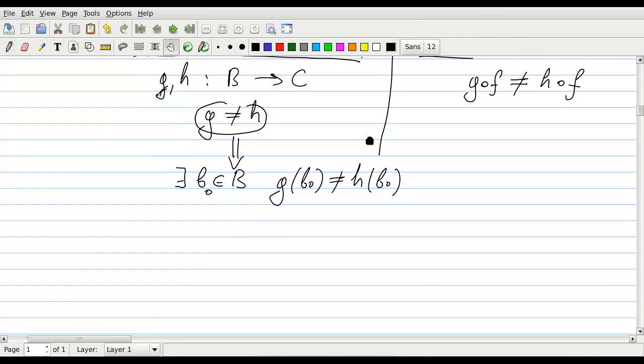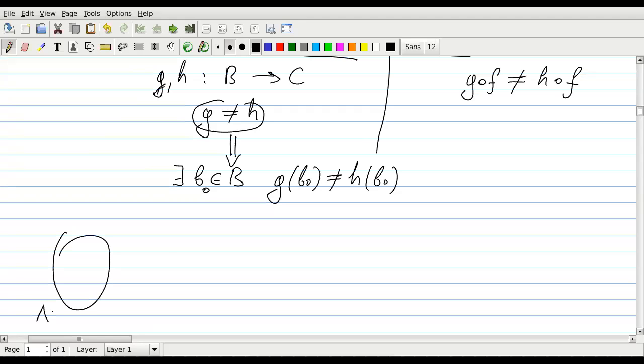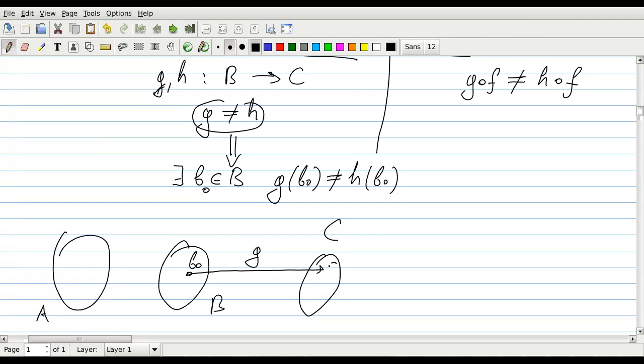Okay, let's make a drawing of our situation. So we have some B0 here, so that G maps it to some C1, while H maps it to some other point distinct from the first one, C2. Is it clear?